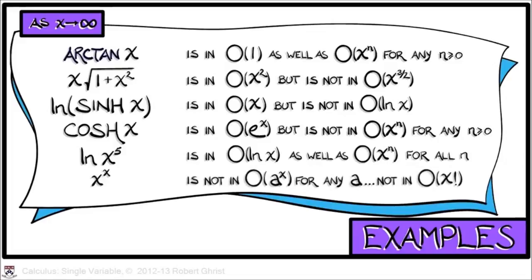Lastly, x to the x is not in big O of constant to the x for any constant, and it's not in big O of x factorial. This is even superfactorial growth.